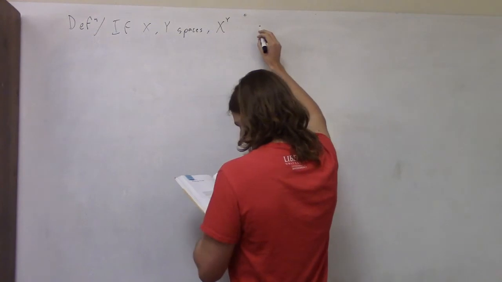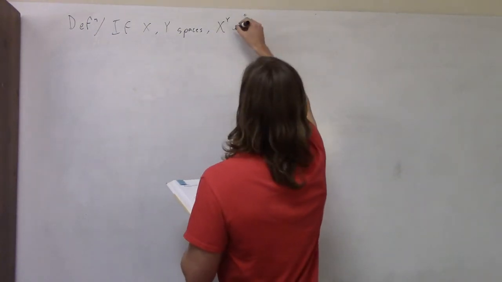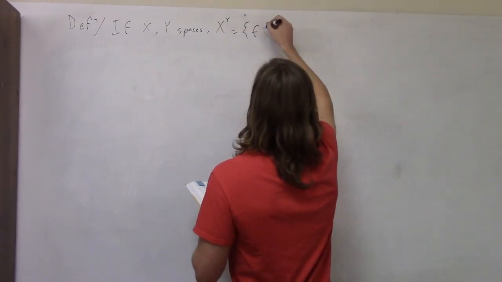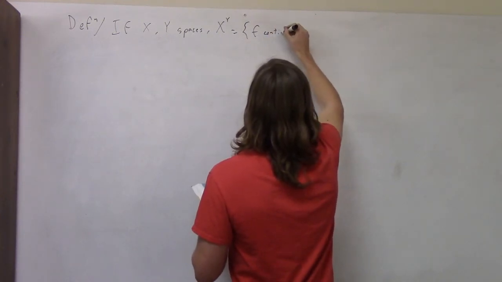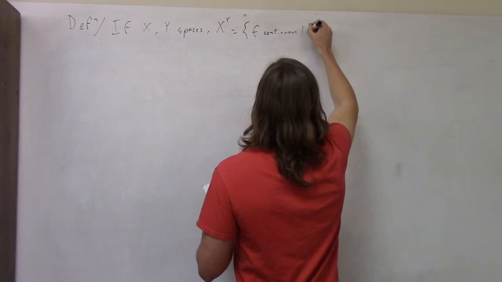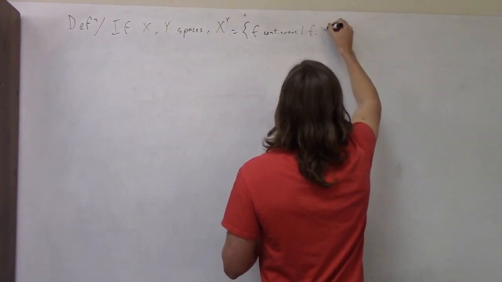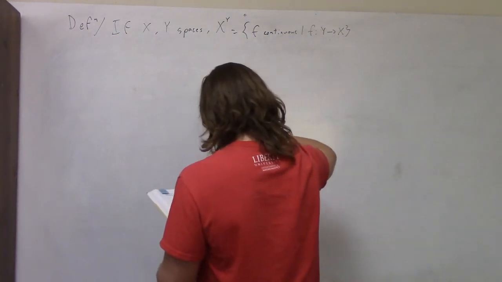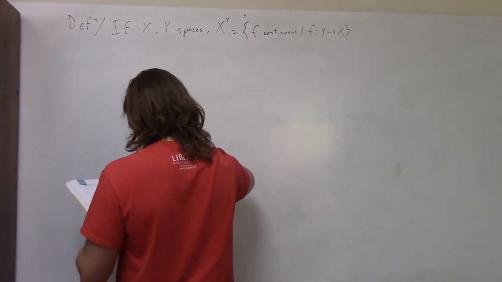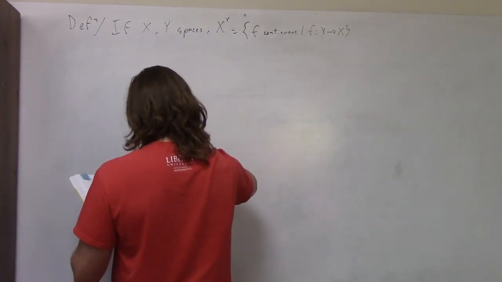So it's the set of all continuous functions from Y to X, and it's given a certain topology, the compact open topology.